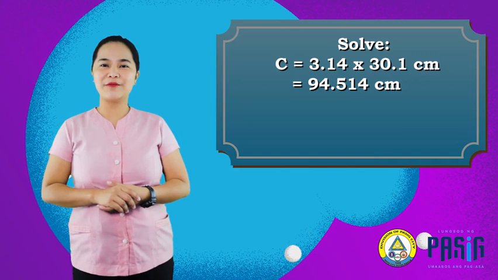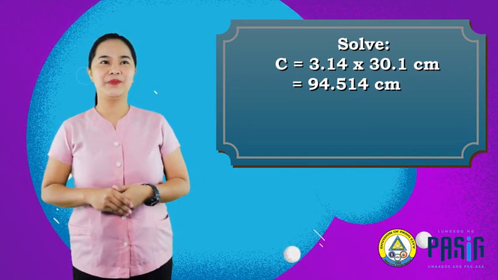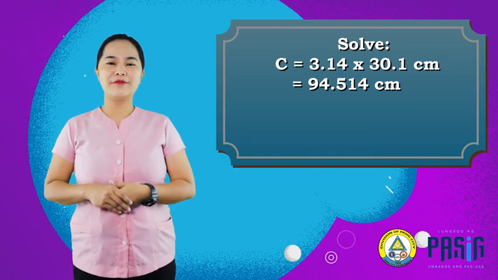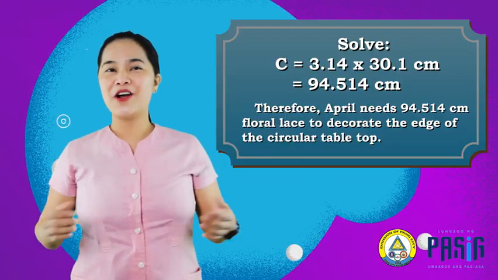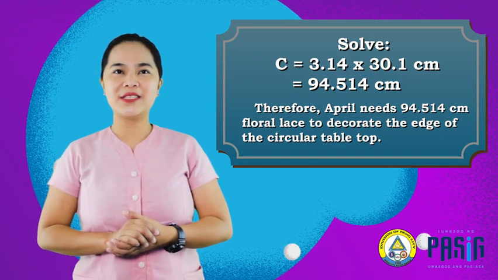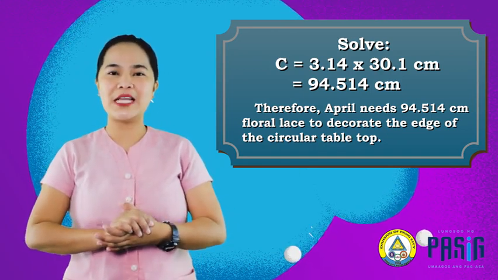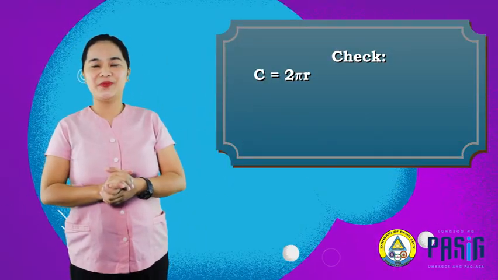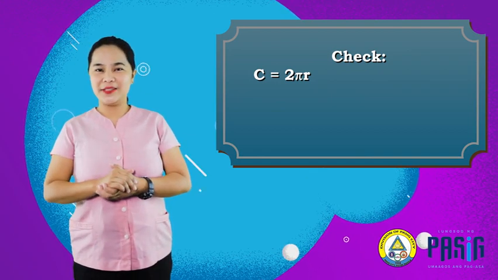Circumference equals 3.1400 times 30 1/10 centimeters, which is equal to 94.514 centimeters. Therefore, April needs 94.514 centimeters of floral lace to decorate the edge of the circular tabletop. Last is to check. Let's verify if our answer is correct.